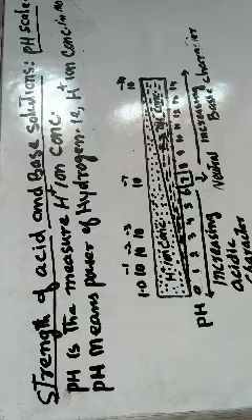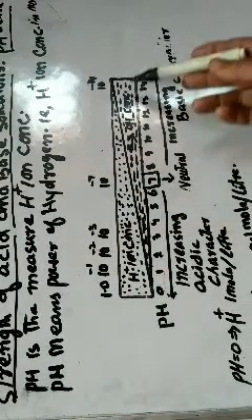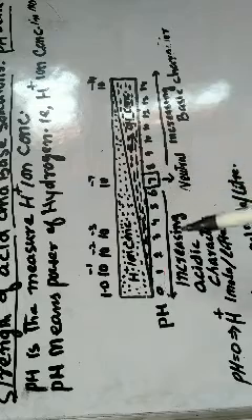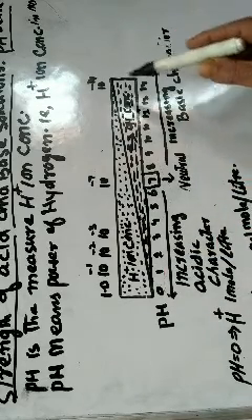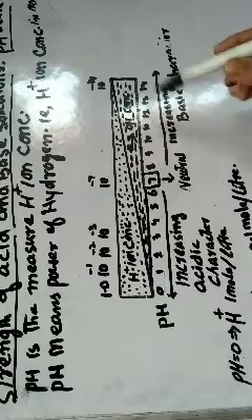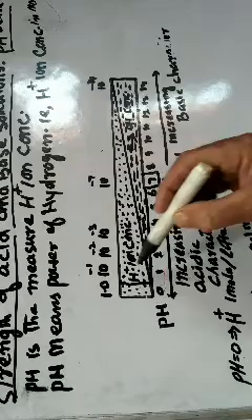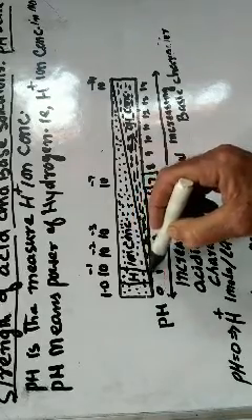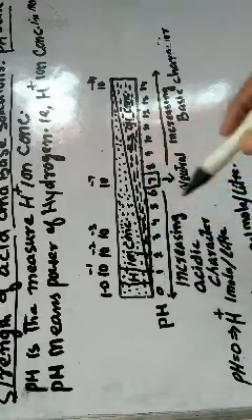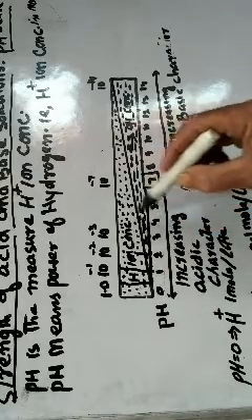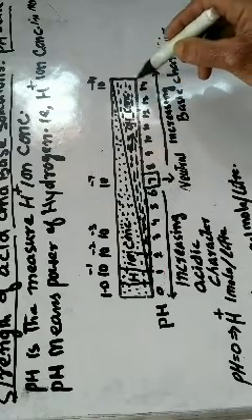Here is this scale. You can see here we have a long rectangular strip. It has 14 parts. This is part 1 here. This is part 2. This is part 3 here. Similarly, part 4, 5, 6, 7, 8, 9, 10, 11, 12, 13, and 14.